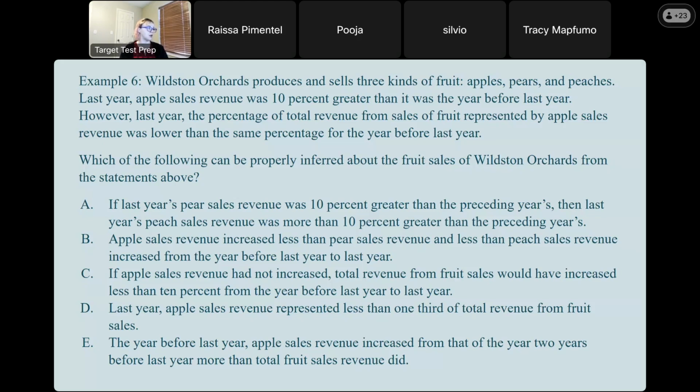increased from the year before last year to last year. We don't actually know this. We know that apple sales revenue increased less than the combined revenue from pear and peach sales, but the peach sales revenue could have gone down and the pear sales revenue could have just exploded. So we don't know that it increased less than each individual category. We only know that it increased less than the combined amount of the other two fruits.